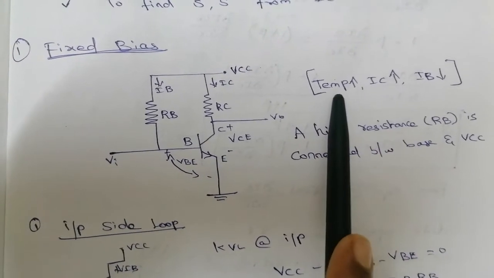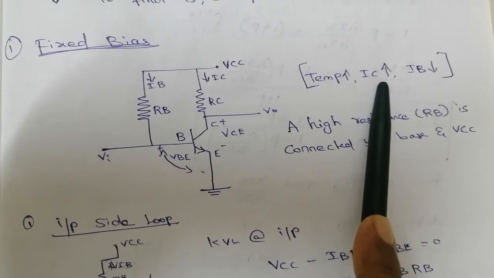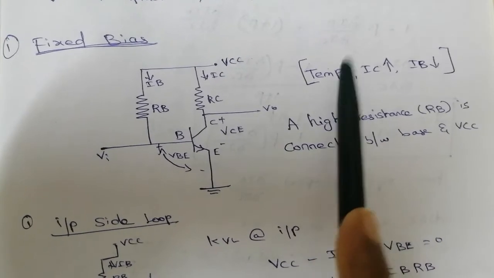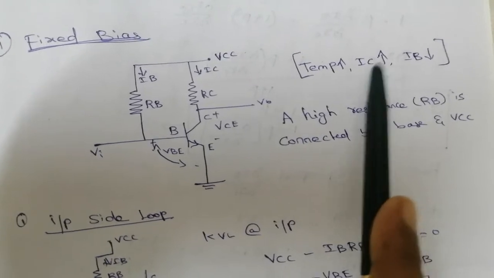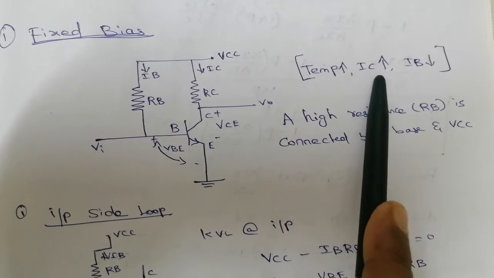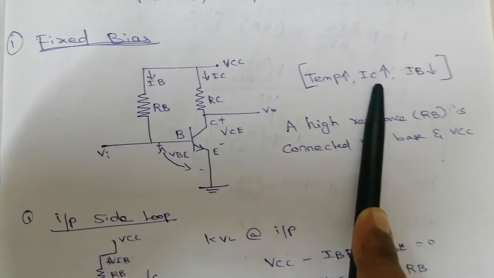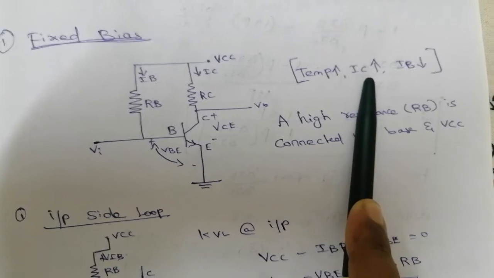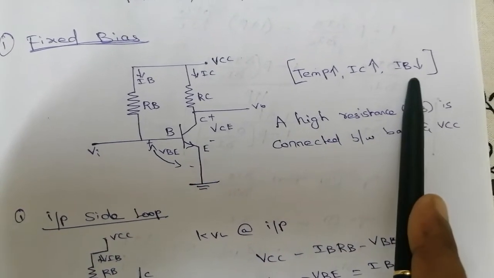So this is the operation of this circuit. If the temperature increases, it automatically increases the collector current, because the transistor parameters are temperature dependent. If collector current increases, what happens? The Q point definitely shifts to an undesirable region. Then how will it become stable? For that, we are going to vary the base current.